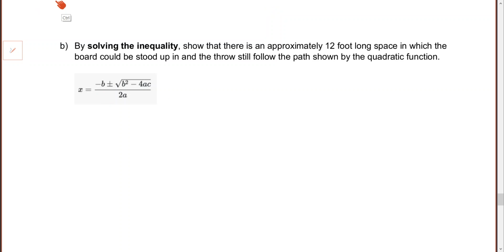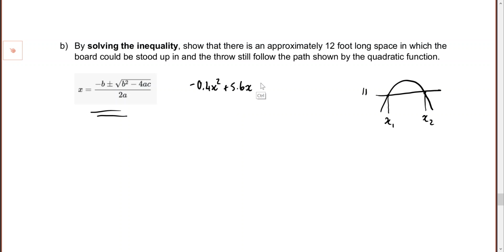If you made a sketch, which I like to do, here's your curve. Here's the line that is at 11. What you're looking for are the two solutions, x1 and x2, solving your inequality. So how are we going to solve this inequality? Well, I gave it to you. I did tell you at the beginning of the class, right? So we've got negative 0.4x squared plus 5.6x plus 6 needs to be greater than 11.